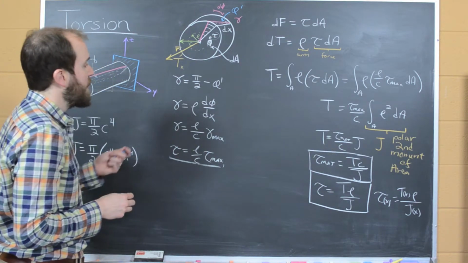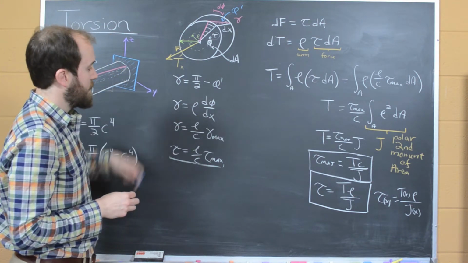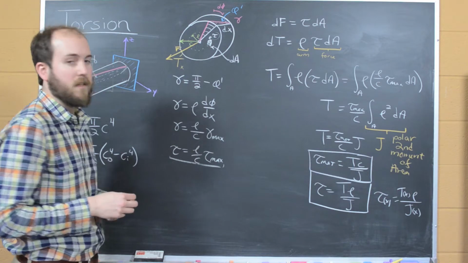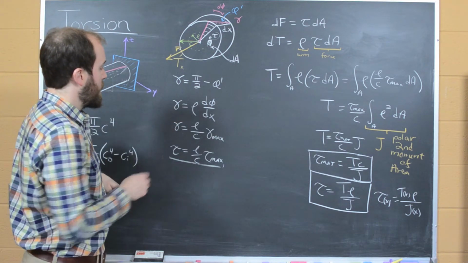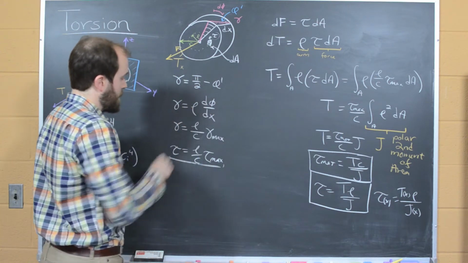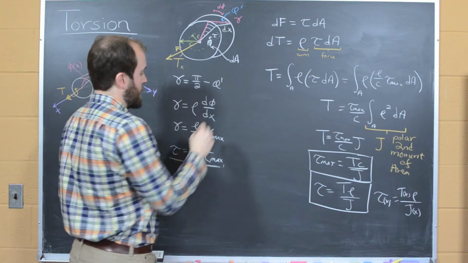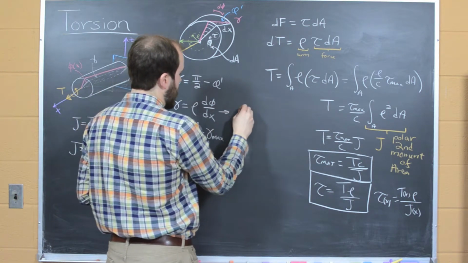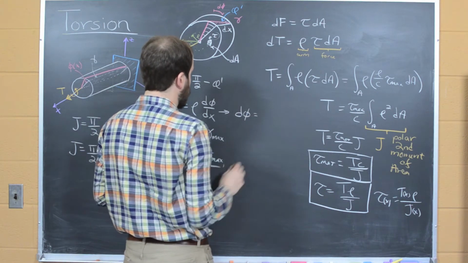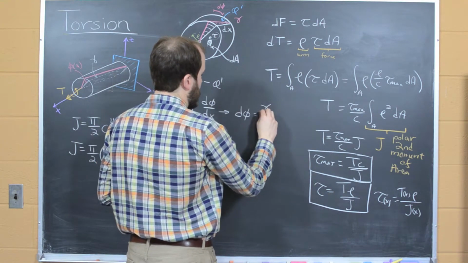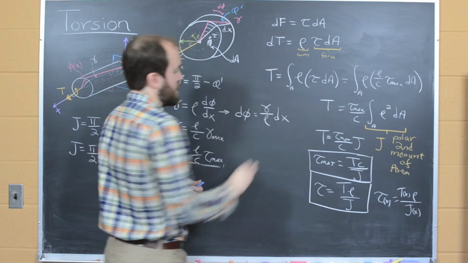So we can go back to our initial definition for our strain and be able to say something about our shear strain in relation to our torque. And so what you'll remember is we can rewrite this instead of in terms of gamma, we can write it in terms of our angle of twist. And so if we do that, we would see that d phi is equal to gamma over rho times dx.